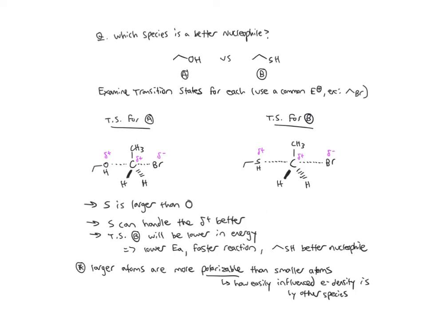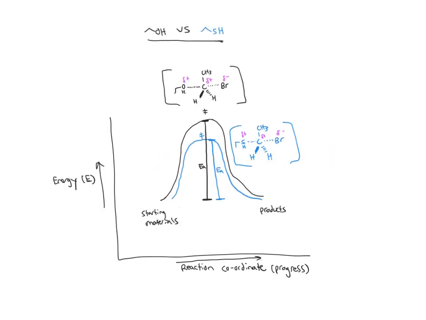Thinking about right as the reaction is happening, or right before, those electrons in the outer sphere of the sulfur atom are able to be more easily influenced by the alpha carbon's nucleus, and are able to attack a little bit easier and faster than the oxygen atom or smaller atoms. For our reaction coordinate diagram, this would mean that the sulfur nucleophile is going to be the one taking the lower path this time.